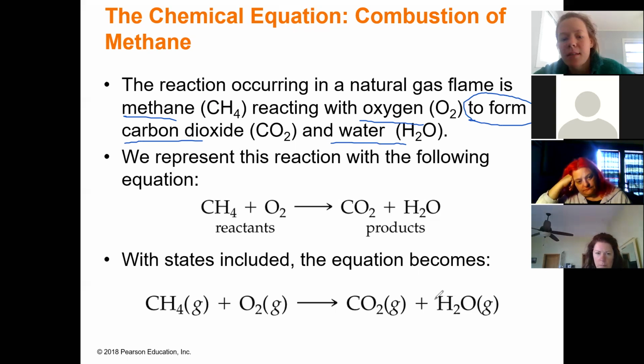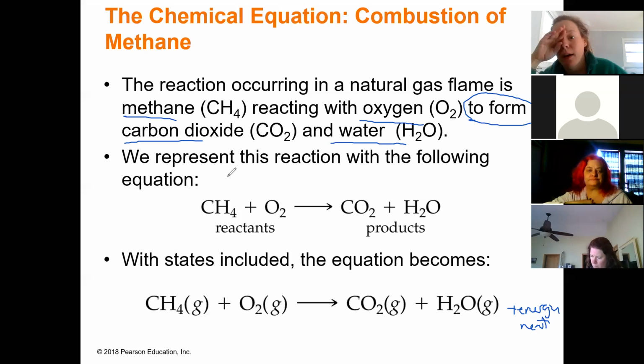If we add the states to this, these are gases. Actually, all of them are gases. So 2 gases come together and your products will be gases as well. So this would be an example of a chemical equation for the combustion of methane. Methane combines with oxygen to produce CO2 and H2O. And you also get energy or heat. They don't have it written there, but that's the whole point of combusting methane, right? That's why we combust hydrocarbons, so that we can produce energy to run all of our stuff.